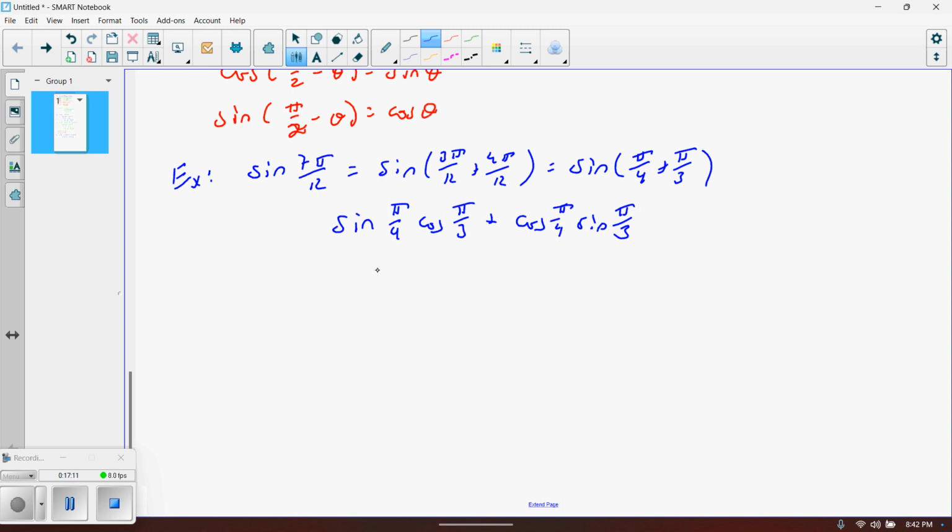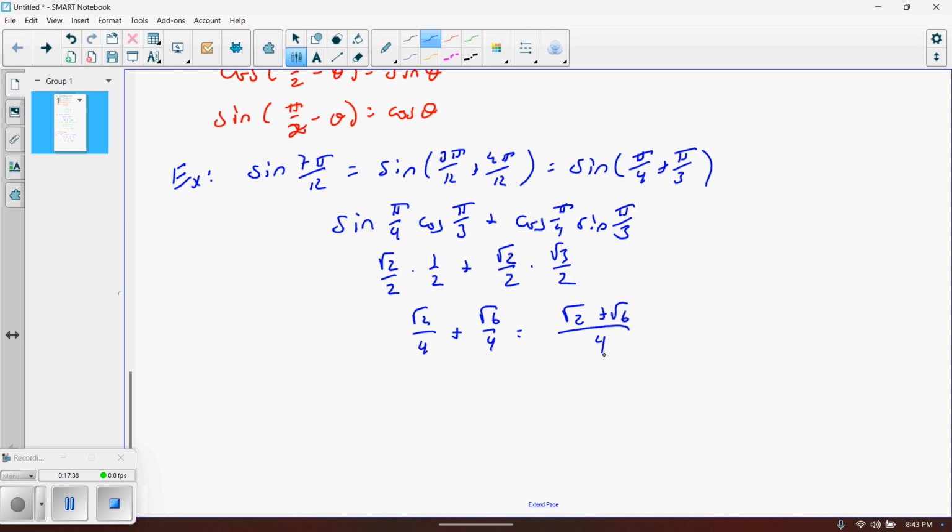So let's see, sine of pi fourths is root 2 over 2. Cosine of pi thirds is 1/2. Cosine of pi fourths, root 2 over 2. Sine of pi thirds, root 3 over 2. So the first one is going to give us root 2 over 4. The second one, root 6 over 4. Adding those together, root 2 plus root 6 over 4.